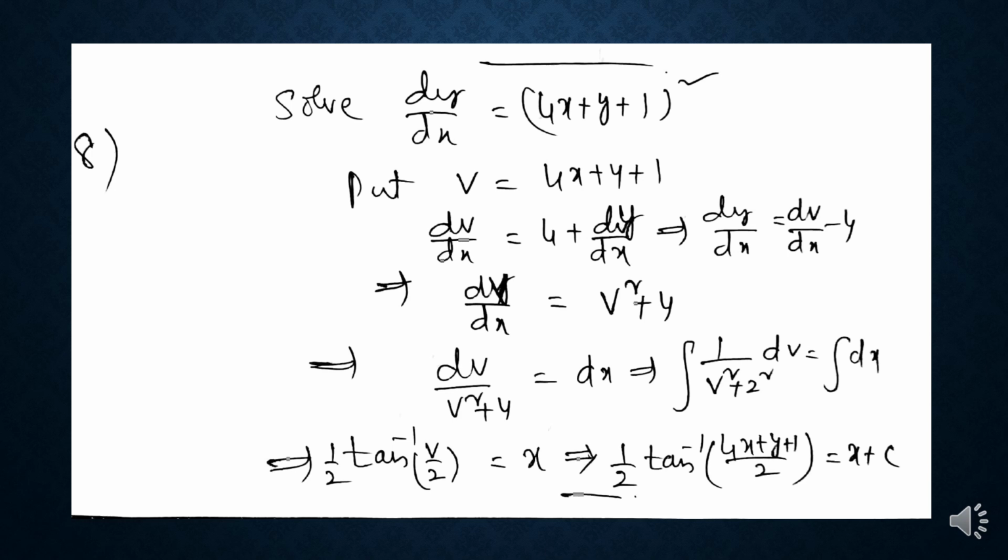Now by integrating on both sides, this integrand is in the form of integral 1 by x square plus a square dx, which is equal to 1 by a tan inverse x by a. So this can be written as 1 by 2 tan inverse v by 2, that is equal to x plus c. So this can be written as half into tan inverse of, what is v here, v is 4x plus y plus 1, by 2, that is equal to x plus c.